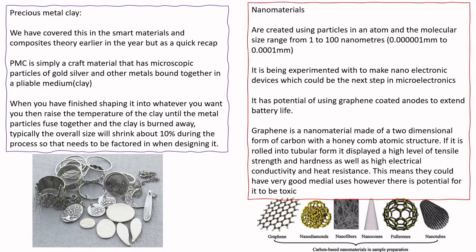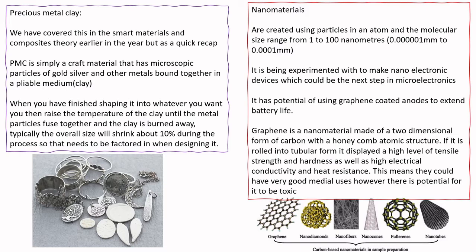We've also got precious metal clays. So we've covered this in smart materials a little bit, but we'll go over a little recap. It's just a craft material basically, and inside it you got lots of microscopic particles of precious metal, so your gold, your silver, those types of things. And it's put inside what's called a pliable medium, and what that just means is that's the thing that holds it. So in this instance, it's just clay.